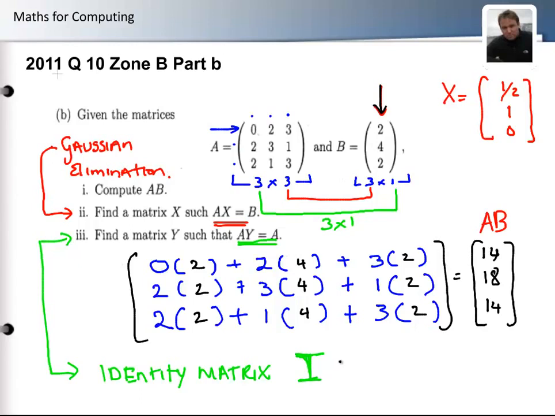So just to be clear about something, it has to be a 3 by 3 matrix, because A is a 3 by 3 matrix. So you can put in the subscript there that it's a 3 by 3 matrix, and you might be advised to explicitly state it there like that, on account of the dimensions being an important matter. So that is that question there. 2011, question 10, Zone B.